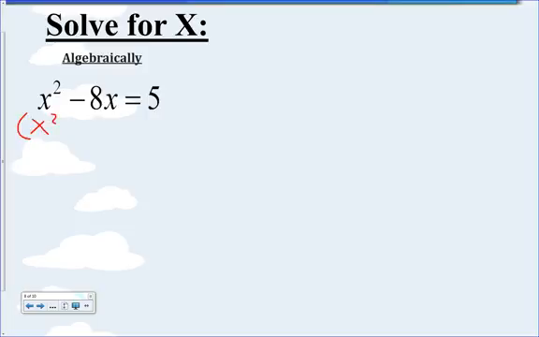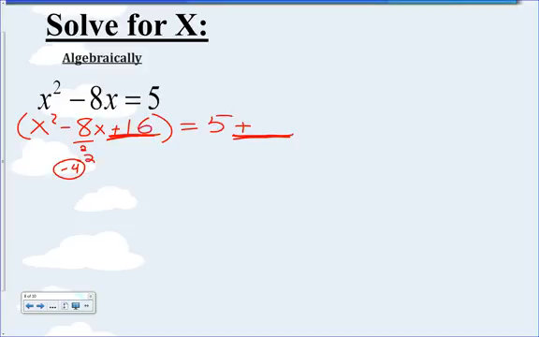X squared minus 8x. We have to add something. Equals 5. Now I'm going to go ahead and do this right now, because I need to remind myself that whatever I put right here has to go right here also. Whatever you add to one side, you have to add to both. And it's going to be positive no matter what, because it's going to be squared. So, cut this in half. It's going to become negative 4. We're going to square it, so it's going to be positive 16.